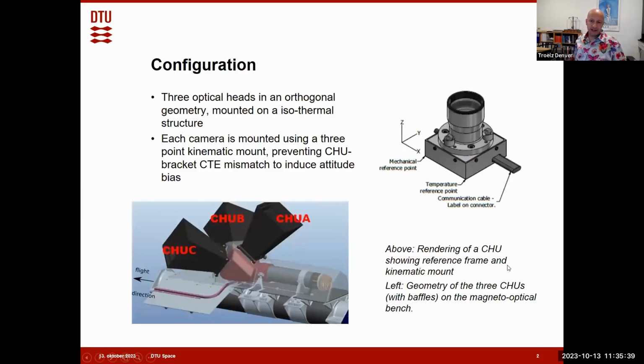So just to put it a little into perspective, we have 3 Star Trackers on board. They look like this. They are approximately 5 centimeters from corner to corner, so it's a nice little handful. The 3 camera heads are mounted in an orthogonal geometry, as seen here, with all the light shades on, so as not to get too disturbed by the sun and earth light. We denote them camera head unit 1, A, B, and C, as shown in the picture here, and they are sitting on a magneto-optical bench together with a vector field magnetometer at the end here.